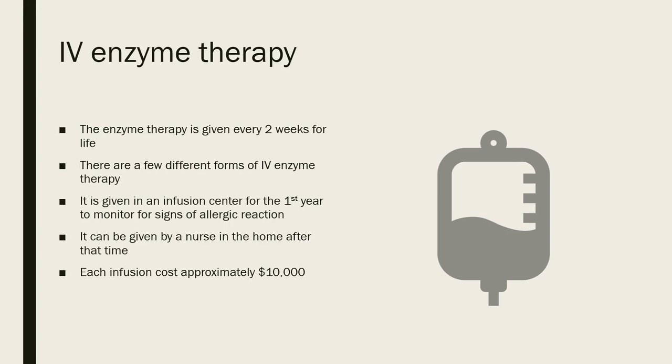So as I said, IV enzyme therapy is given every 2 weeks for the rest of the individual's life. And there are a few different forms of IV therapy, different companies that make it. It's given for the first year in an infusion center, and this is usually to look for any signs of inflammatory or allergic reactions. But once that is clear, it can be moved to home infusion. The nurse comes in, pops in an IV, and gives this infusion over about 2 hours. One of the bad things is this infusion costs about $10,000 per infusion for the rest of the person's life.